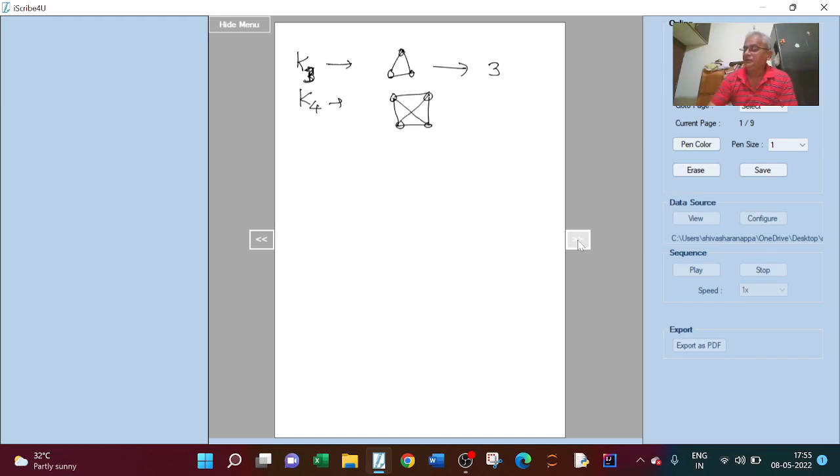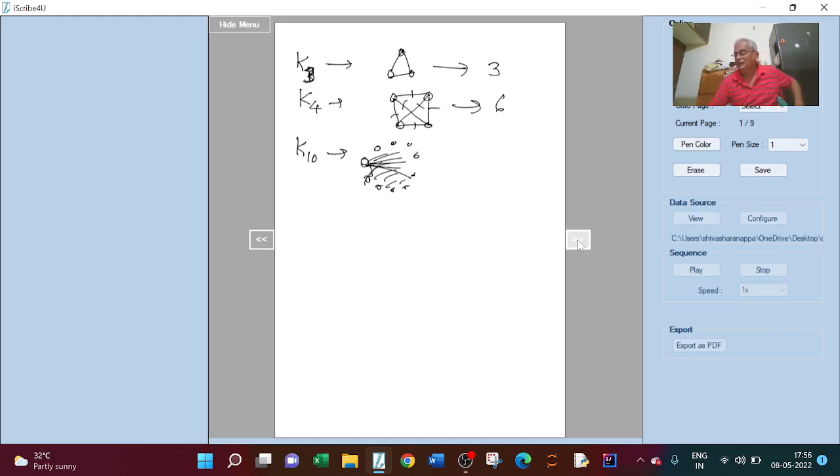Okay, number of edges: 1, 2, 3, 4, 5, 6. So here we have 6 edges. How to calculate this? Suppose we have 10 vertices, then I have to write 1, 2, 3, 4, 5, 6, 7, 8, 9, 10, and I have to join each vertex to all other vertices. Then how to find the number of edges in this complete graph?